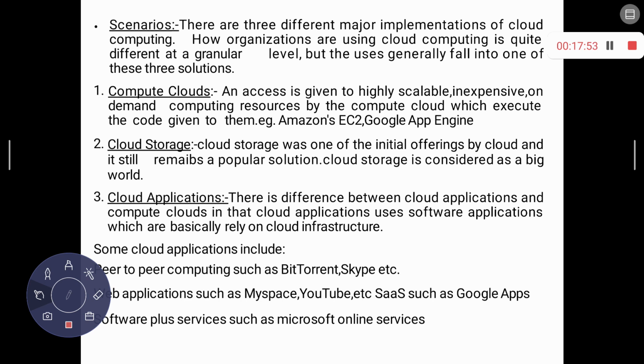Now the terms scalable and flexible, you know them. Flexible means what? We can use the service from anywhere and anytime. Right? This is the term which indicates flexible. But what does scalable mean? What has he said? Highly scalable. Access is given to highly scalable, on-demand computing resources by the compute cloud. Scalable, it is a very important sentence. Okay, you must understand this.